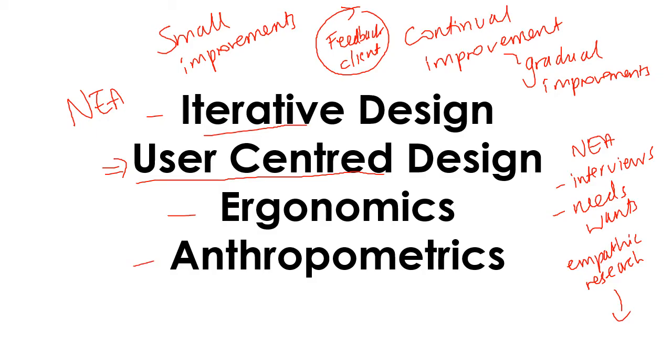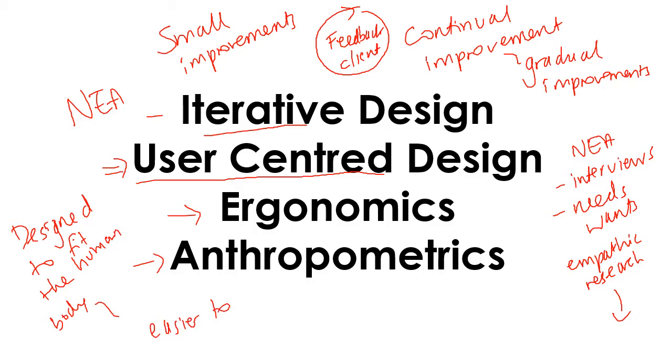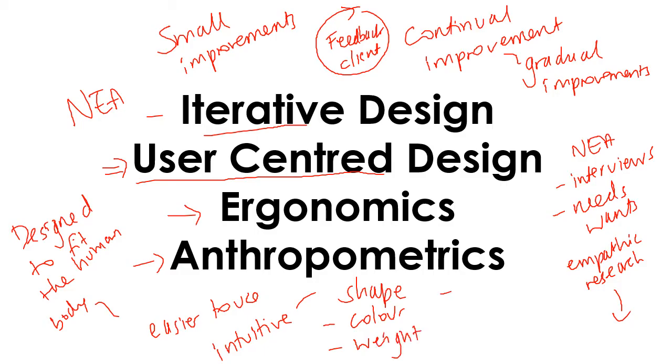Then we have ergonomics and anthropometrics. Really, we should be happy with these two. Ergonomics is the study of how products are designed to fit the human body, which makes them easier to use, but also intuitive. It can be to do with the shape and making sure that's comfortable. It can be to do with the use of colour. It can be to do with how much it weighs, the sounds it gives off, all different types of things.